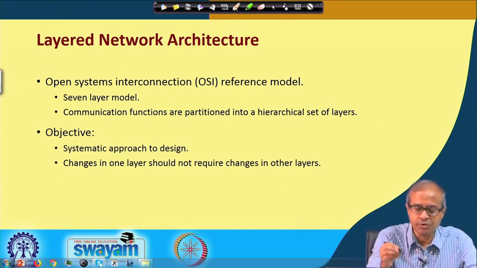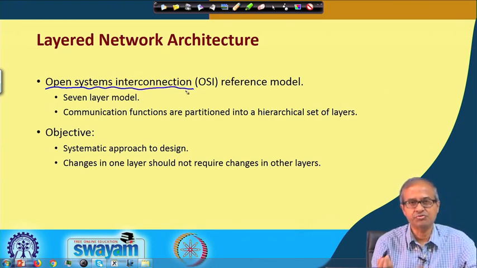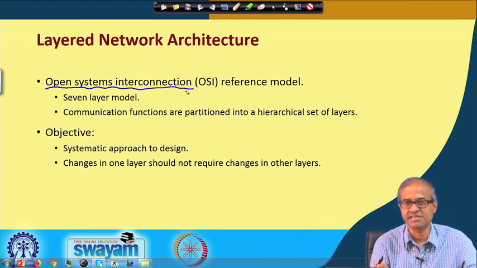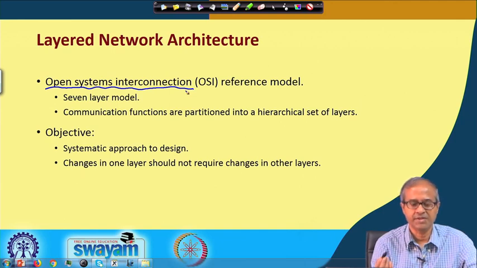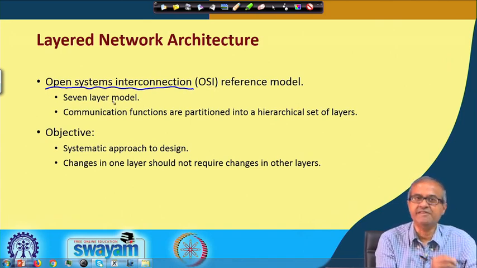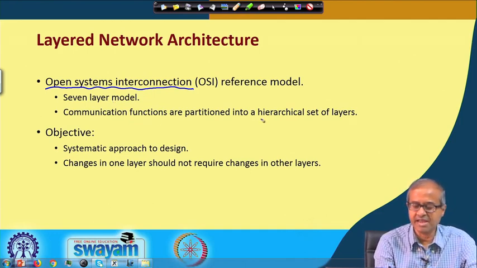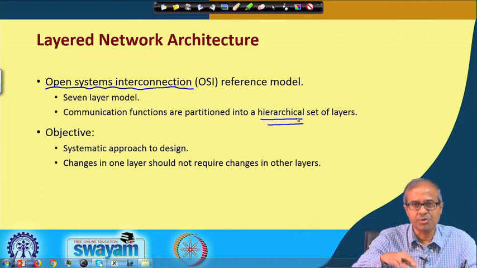Now, a very well known model is the so called OSI model. This is the Open Systems Interconnection Model. This was proposed by the International Organization for Standardization, ISO. This is called ISO's OSI model. There are 7 layers in this model. I shall show the layers very shortly, and there is a hierarchical relationship among these layers.